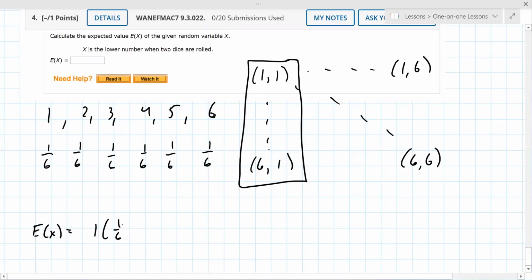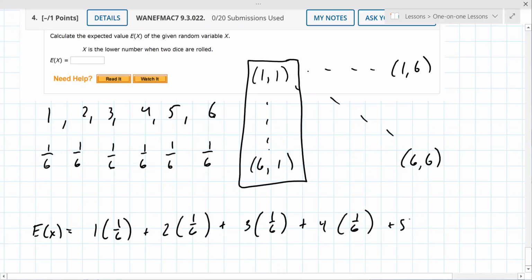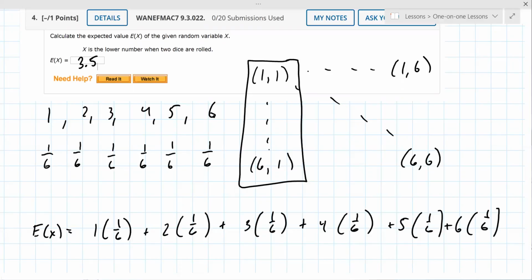is 1 times 1/6 plus 2 times 1/6 plus 3 times 1/6 plus 4 times 1/6 plus 5 times 1/6 plus 6 times 1/6. And this is a really well-known question. I believe it'll just be 3.5. So I'll enter that now and see if you get that. Okay, didn't like that.